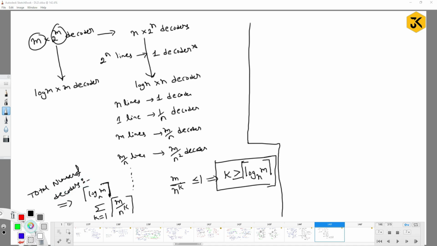For example, try to solve this one. If you want to implement a 3 by 8 decoder using 1 by 2 decoders, how many decoders of size 1 by 2 are required?